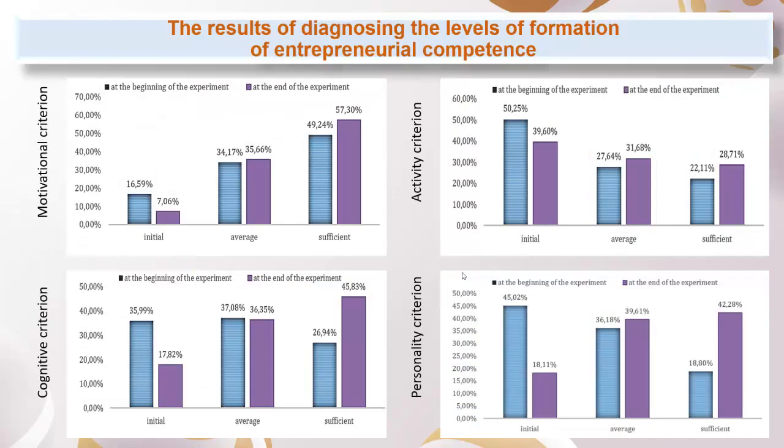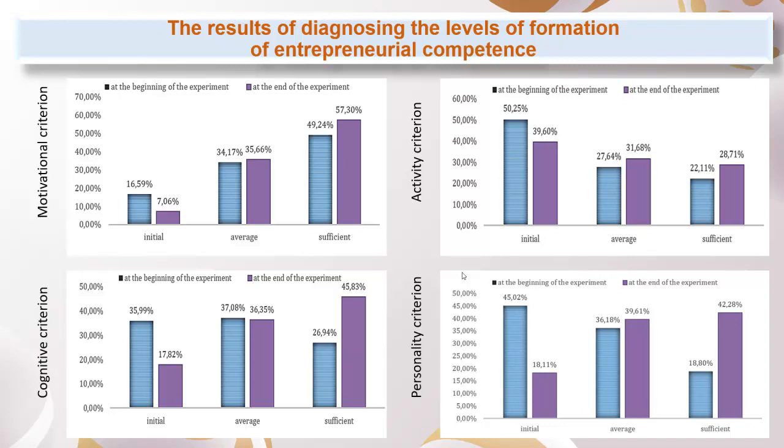The results of diagnosing the levels of formation of entrepreneurial competence. So comparisons of the results of diagnosing the development of entrepreneurial competence of future professionals obtained at the ascertaining and formative stages of the experiment confirmed the positive dynamics of change in all criteria. In general, a significant increase in the percentage of students with a sufficient level of entrepreneurial competence, namely the motivational criterion: the number of students motivated to entrepreneurial activity increased by an average of 8.06%. Improved value orientation of students to entrepreneurship.